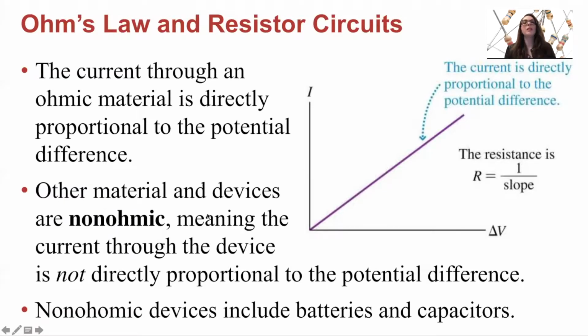So other materials and devices that we call non-ohmic are materials through which the current through the device is not directly proportional to the potential difference. Things that are non-ohmic devices include things like batteries and capacitors.